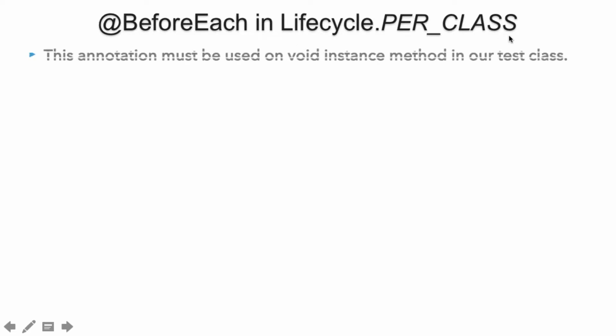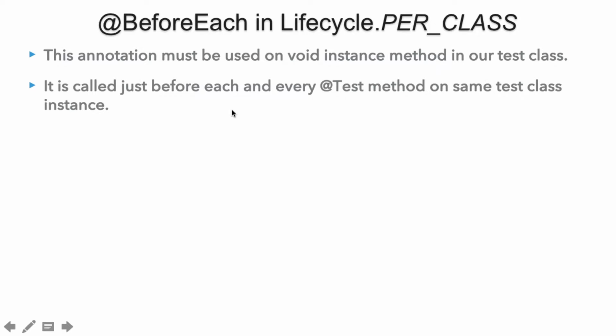So friends, @BeforeEach annotation in lifecycle per class mode is used on the instance method present in our test class. This annotated method is called just before each and every @Test method, but the only difference is this time it is called on the same test class instance. So what do we mean by it?